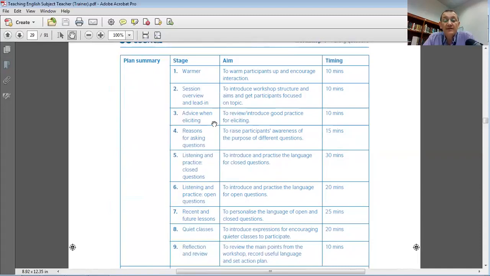Stage 4, reasons for asking questions. So this is a slightly longer stage. This is 15 minutes. Participants will work individually, and then you ask them to check their answers in pairs. Don't allow anybody to shout out answers. You want them to check in pairs.